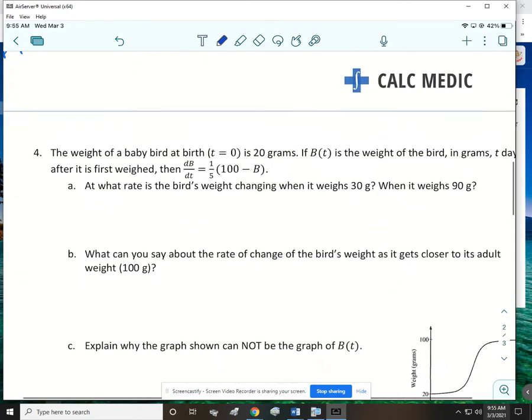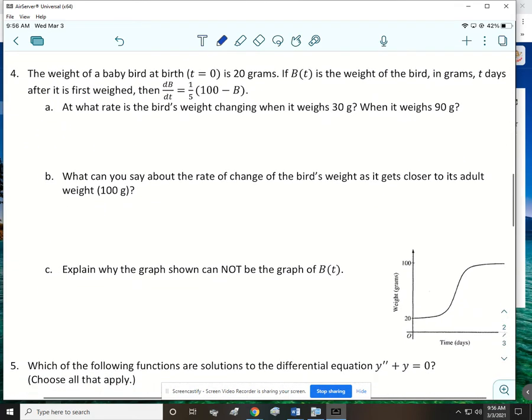The next one, we are going to be given the differential equation, and we're going to use it to answer questions. The weight of a baby bird at birth is 20 grams. If B of t is the weight of the bird in grams, t days after it is first weighed, then dB over dt is 1/5 times 100 minus B. That gives us the rate at which the weight is changing with respect to time. For A, at what rate is the bird's weight changing when it weighs 20 grams? Now, 20 grams is actually what B is.